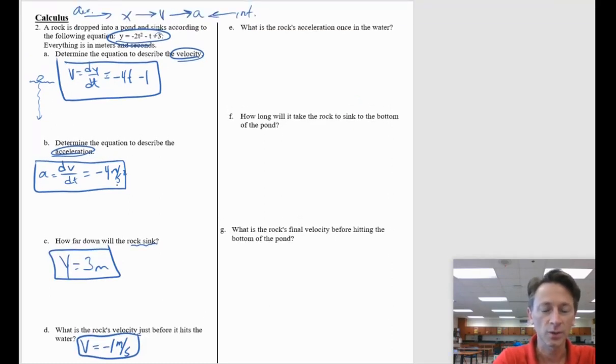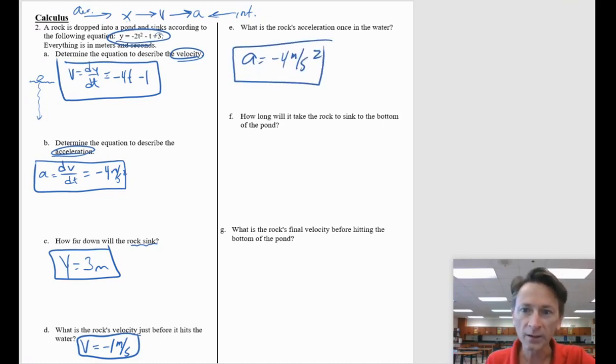E, what is the rock's acceleration once it's in the water? Again, that's looking at this equation. In this particular case, we have a constant acceleration equation. If this were like negative 4t plus 3, then again, it would be the constant that's the end of this. Well, in this case, this is the constant, so we can just say that it's going to be negative 4 meters per second squared.